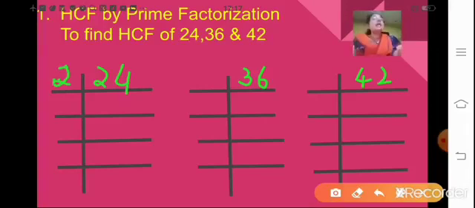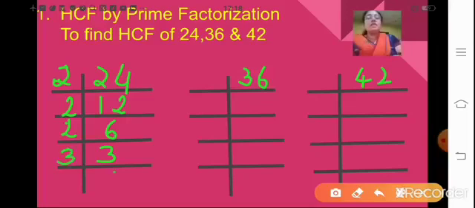Why? Because in the test of divisibility, we have already learned the number has an even digit in the ones place, the units place. So 2 ones are 2, 2 twos are 4. Again 12 is divisible by 2, 2 sixes are 12. Again 6 is divisible by 2, 2 threes are 6 and 3 ones are 3. Now all these 2s and 3 are prime numbers. That is why it is called prime factorization.